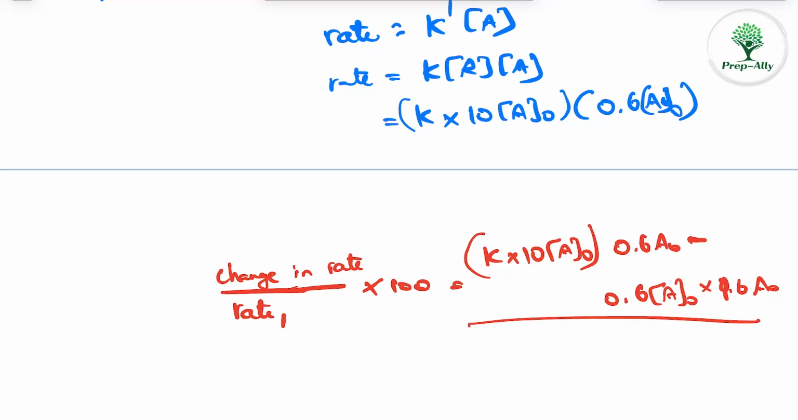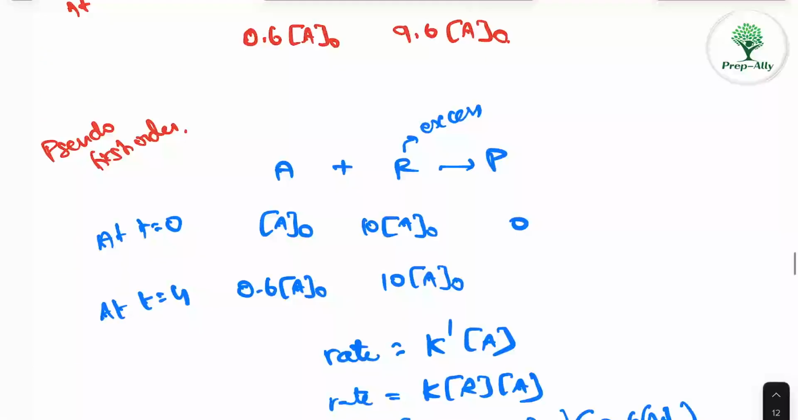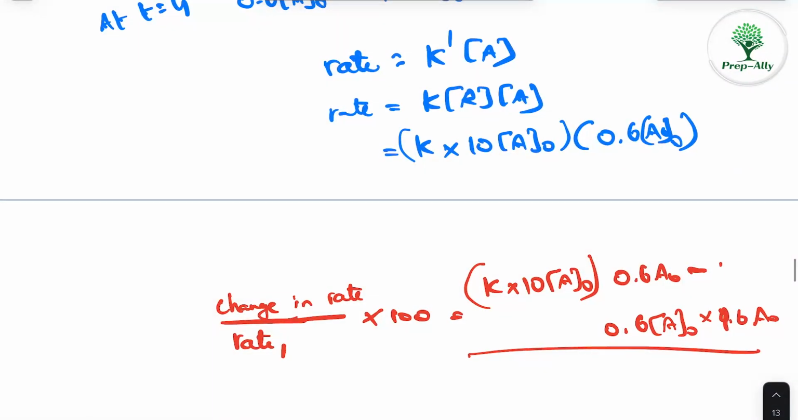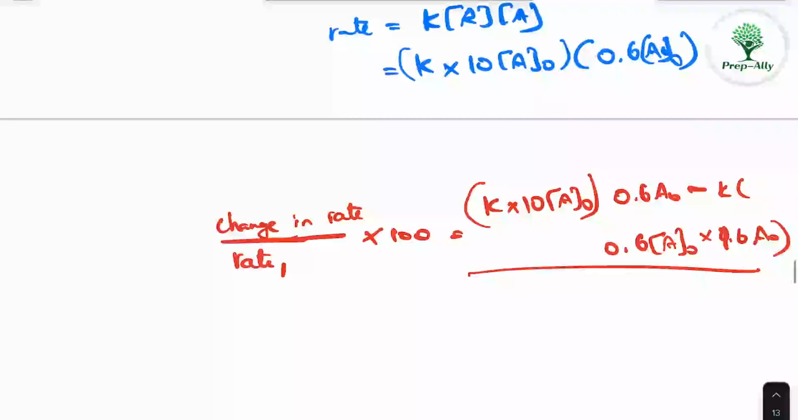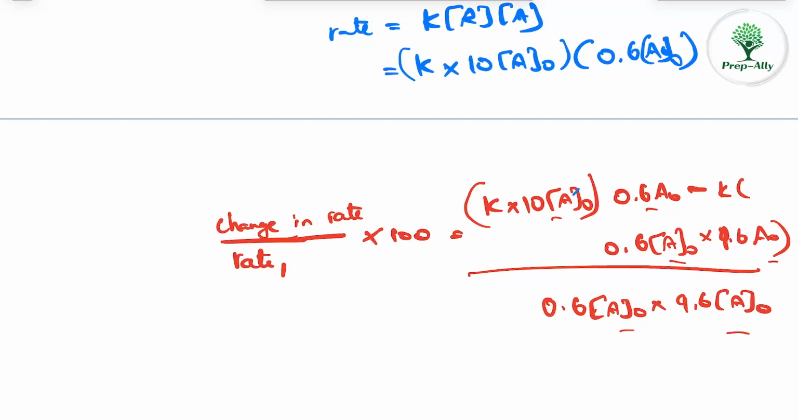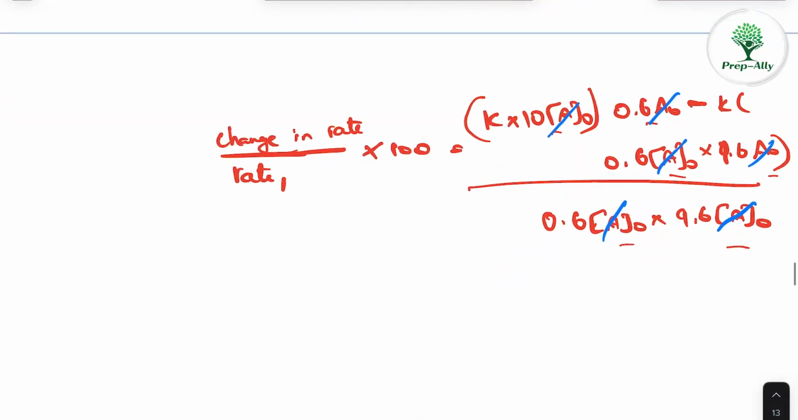divided by the rate of 1. So the rate of 1 is going to be, I forgot to write the k, the same thing over here, 0.6 A naught into 9.6 A naught. I can see the A naught square is common over here and down, so I can cancel all of them, right? And also the k that is common over here.